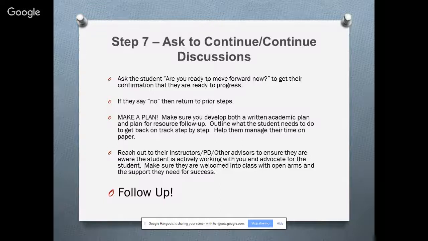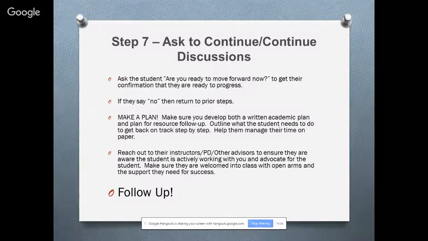In step 7, ask the student, are you ready to move forward now? So again, that confirmation, like you would say if you were selling an item, hey, are you ready to purchase now that we've resolved that objection? Are you ready to move forward with classes now that we've resolved that? And again, no is not a negative. It just means that you need to go back to some of those prior pieces.